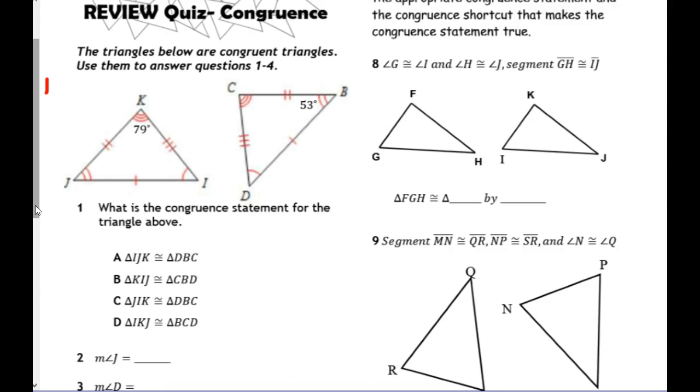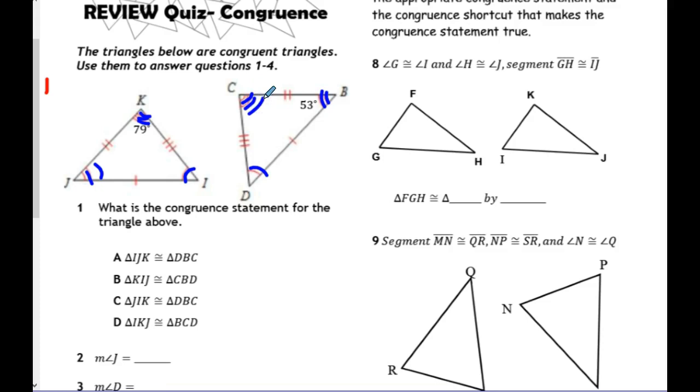Number 1, what is the congruent statement for the triangle above? Whenever you're doing a congruent statement, make sure that they match. They have to be in order, okay? So, if I look at this, I got one arc here, one arc here. So I corresponds with D, J corresponds with B, and then K corresponds with C.